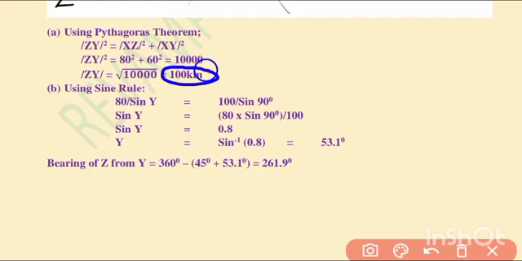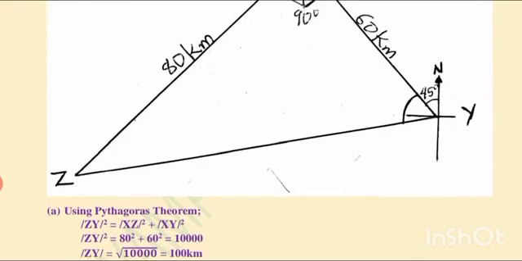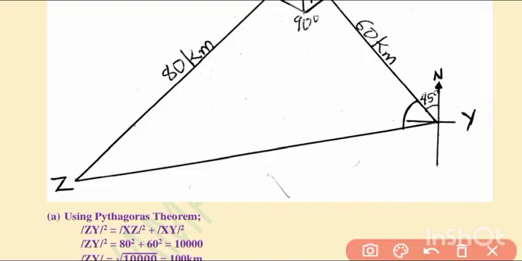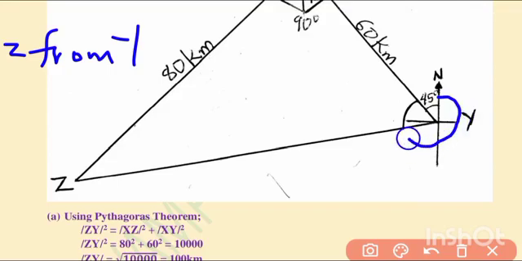Now the second part of the question asks us to find the bearing of Z from Y. Let me show you how you do that. Let's go back to the diagram. To find the bearing of Z from Y, you go to Y because Y is mentioned later, Z from Y. You read from the north of Y until you get to the line connecting Y and Z. So the entire angle represented with this blue line is the bearing of Z from Y.